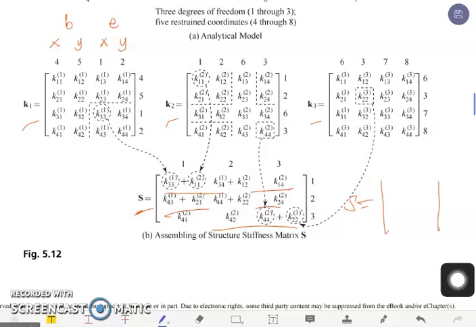So this can be written, for example, as you simplify, you have the values -4, 3, 1, 2, 5, 4, and 5. So this is now the value for your structure stiffness matrix, your S.